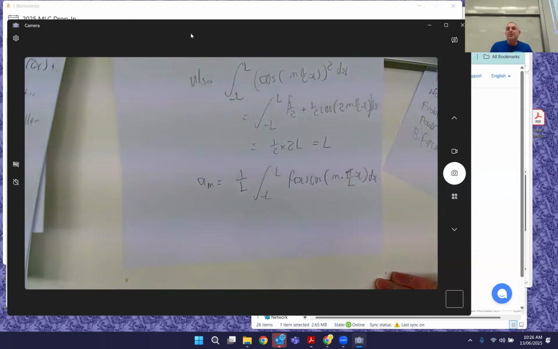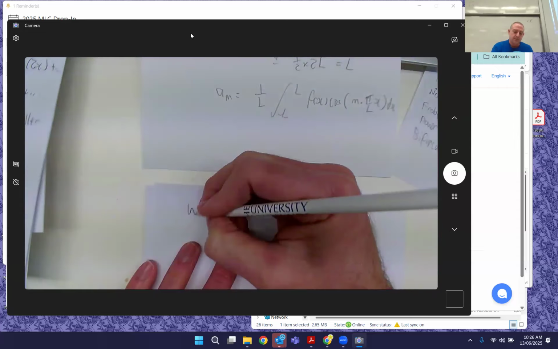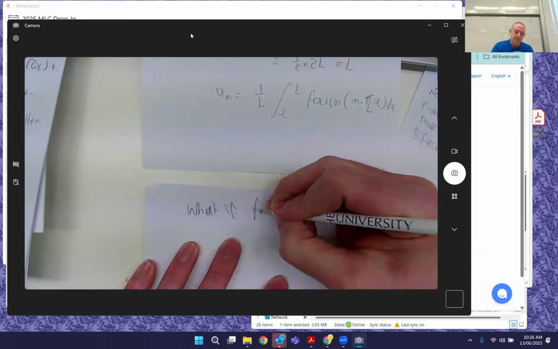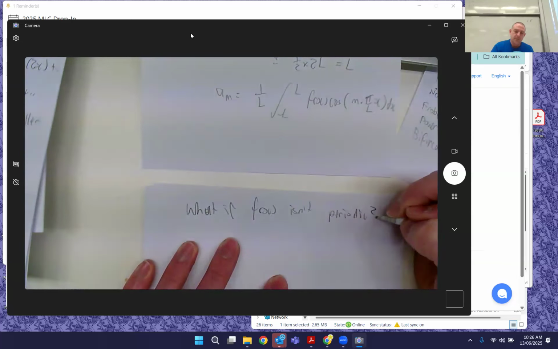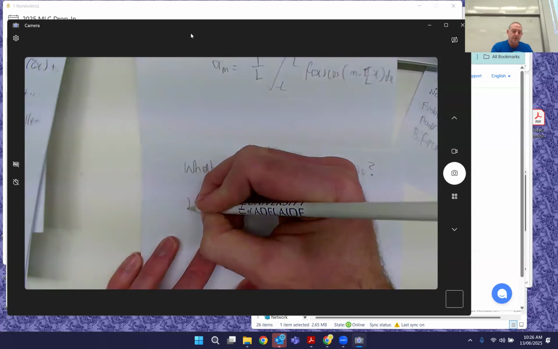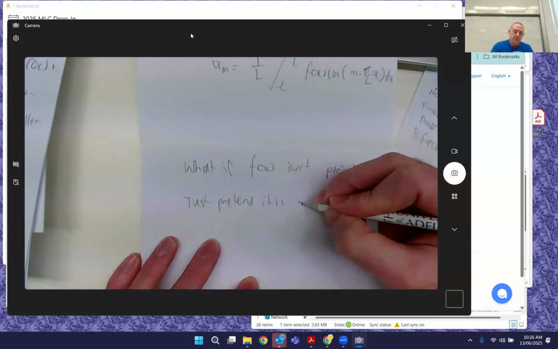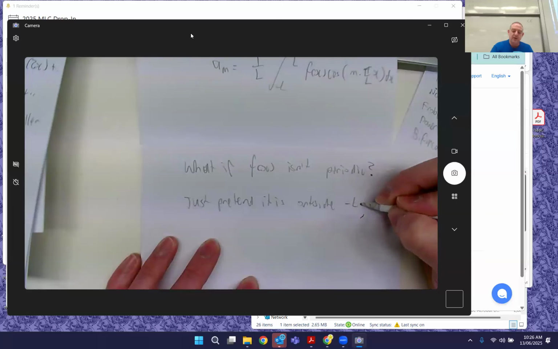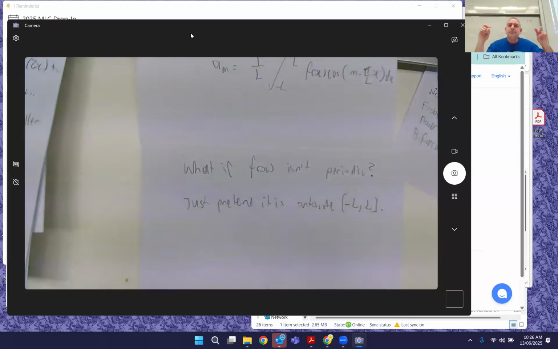And so what if f of x isn't even periodic? That's okay. You just pretend it's periodic outside the zone that it's looking at. Just pretend it is outside minus L to L. They call that a periodic extension.